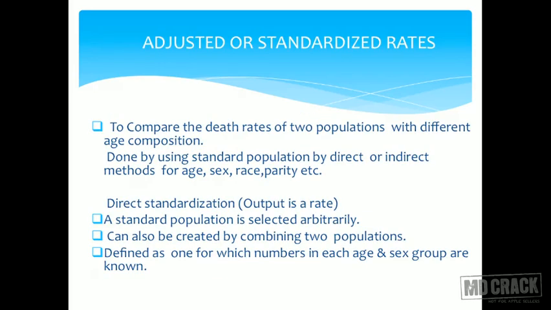Next we have adjusted or standardized rates. They are used to compare the death rates of population with different age composition, and they are done by two methods, by indirect and direct methods of standardization.